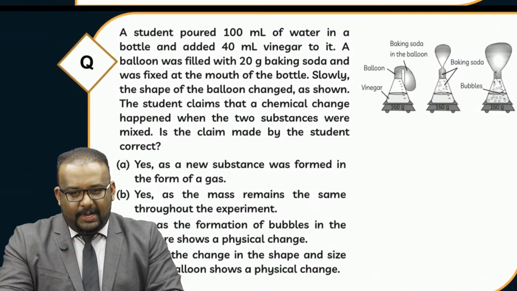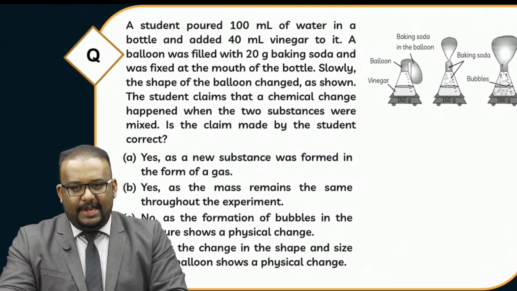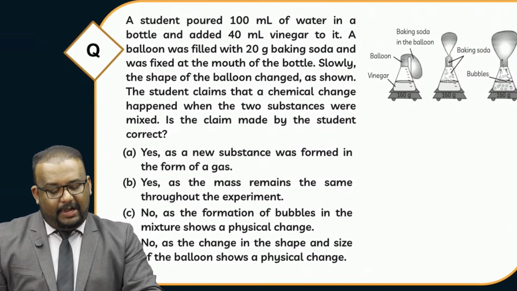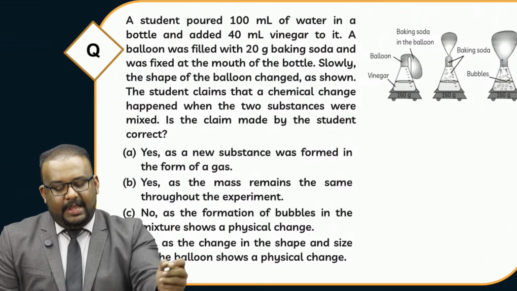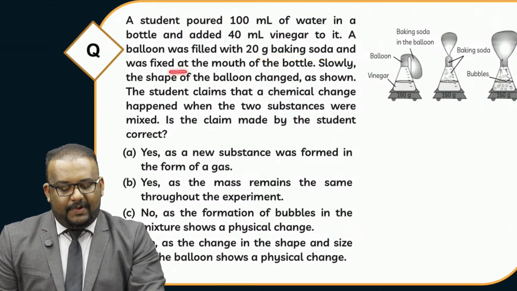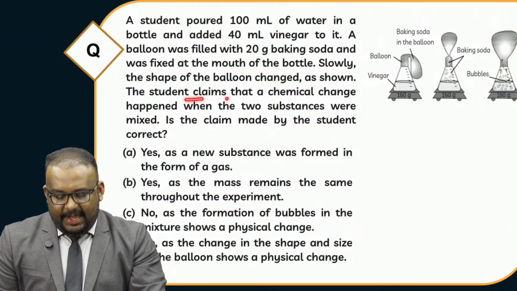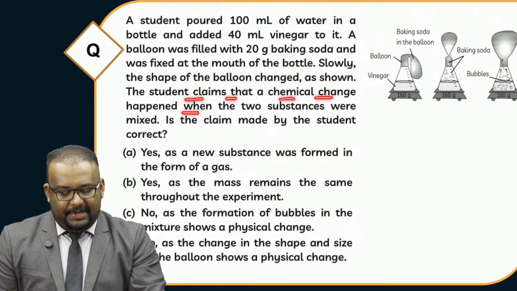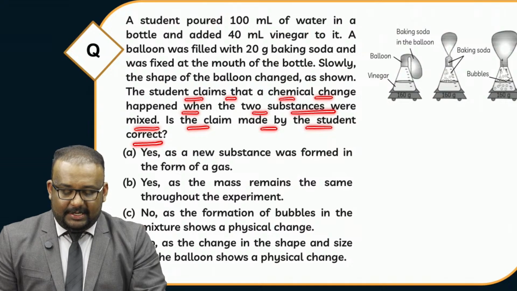A student poured 100 ml of water in a bottle and added 40 ml of vinegar to it. A balloon was filled with 20 gram of baking soda and was fixed at the mouth of the bottle. Slowly, the shape of the balloon changed as shown. The student claims that a chemical change happened when the two substances were mixed. Is the claim made by the student correct?